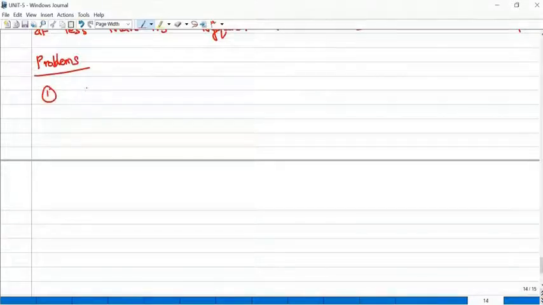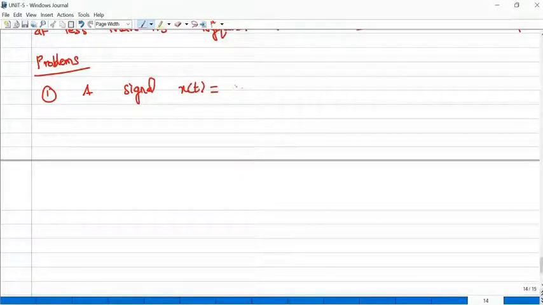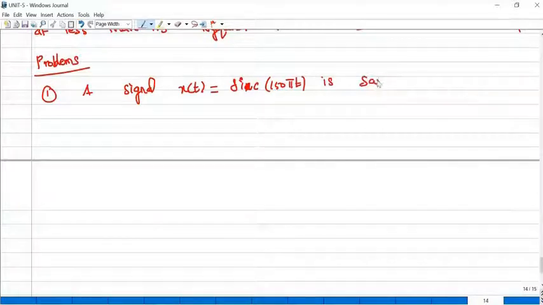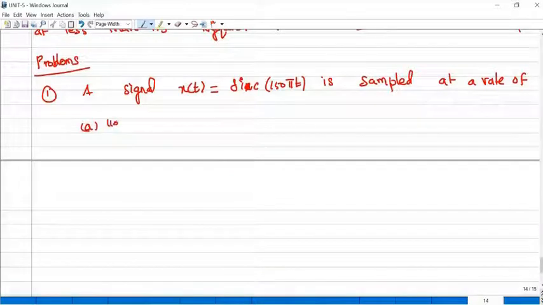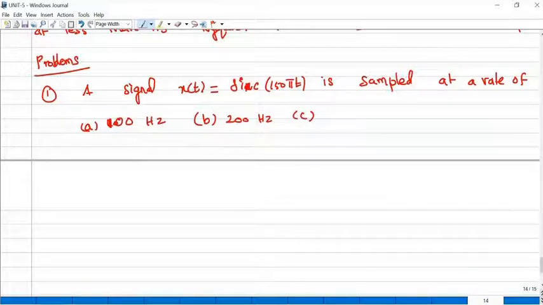First one, a signal x of t equal to sinc of 150 pi t is sampled at a rate of 100 hertz, 200 hertz, 300 hertz.